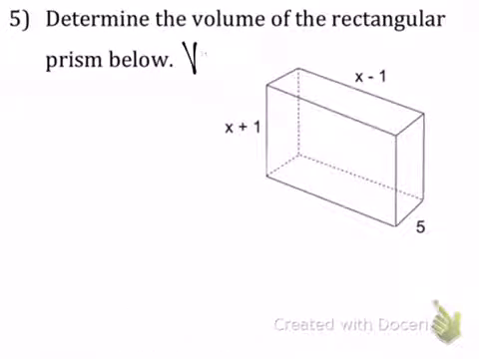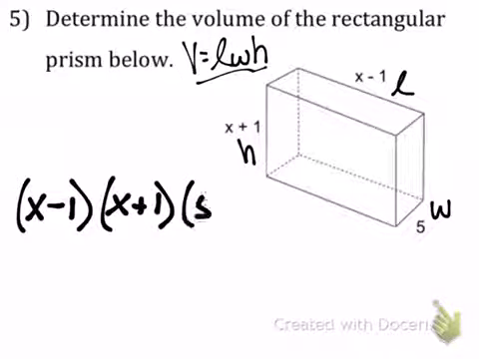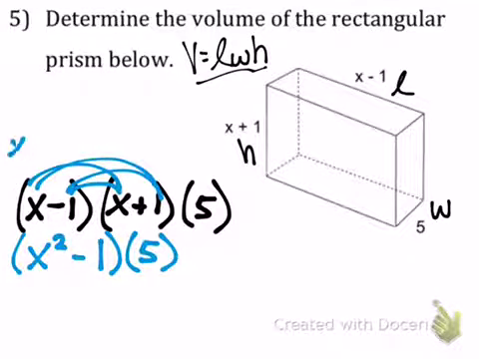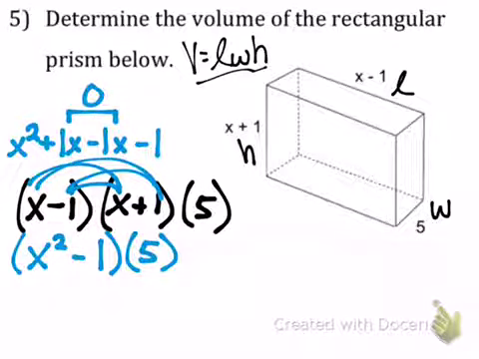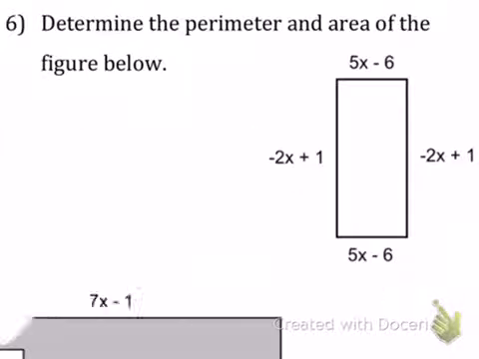And number 5, you have to find the volume, so that's length times width times height. So all three of those dimensions are the length, width, and height. You just multiply them together, and you could set it up like this. Because you have the same binomial twice, you can do the shortcut where you just multiply the first and last terms. Or if you need to FOIL the whole thing out, you would get x squared minus 1x plus 1x minus 1, so those two middle terms would cancel out right there. And then just distribute the 5, and you get 5x squared minus 5.